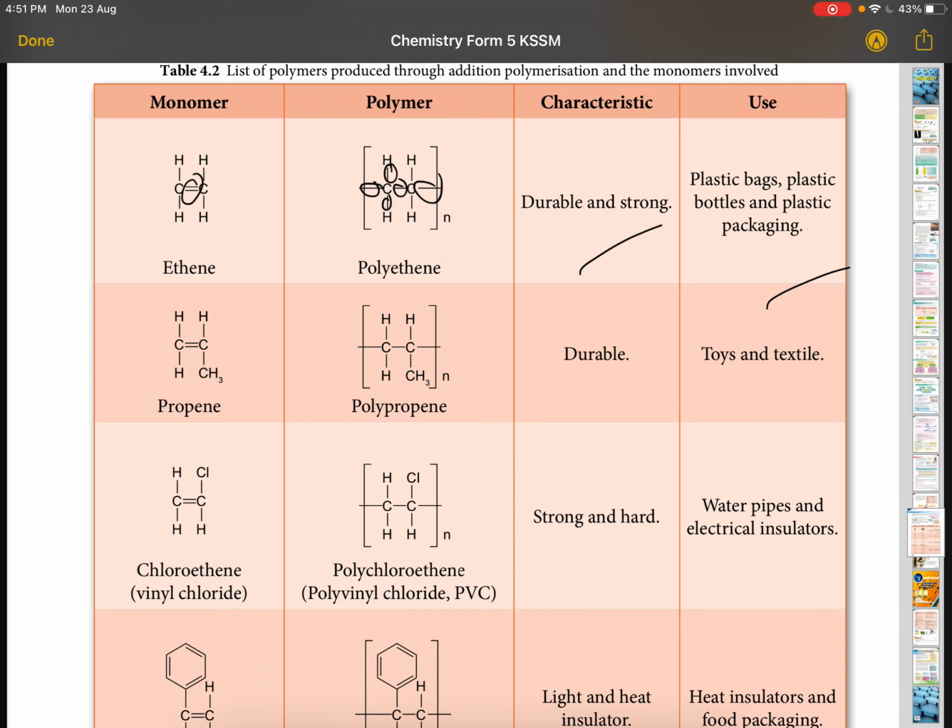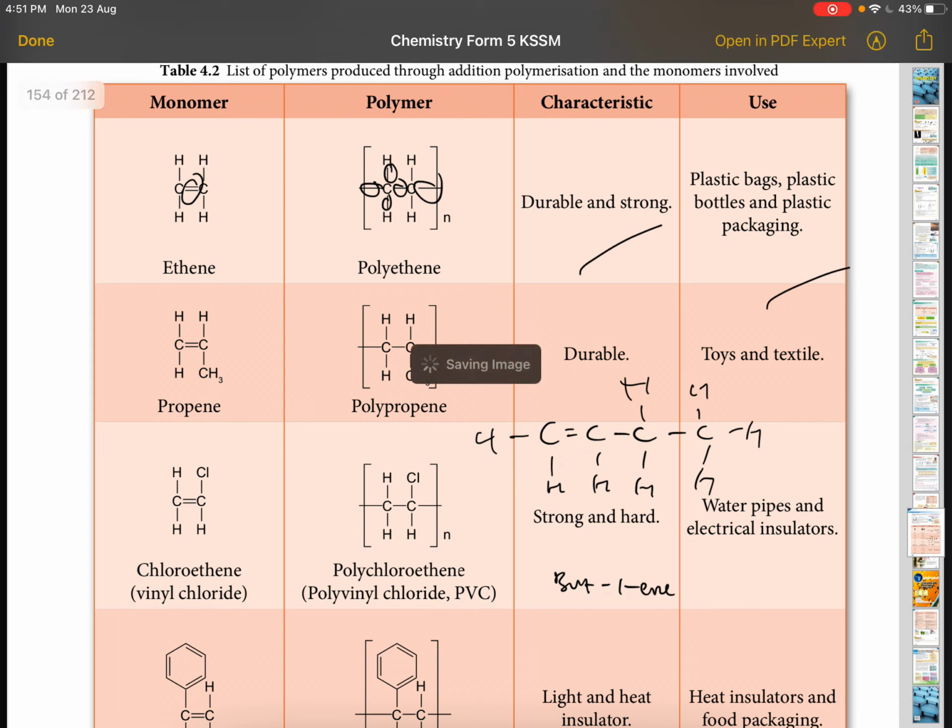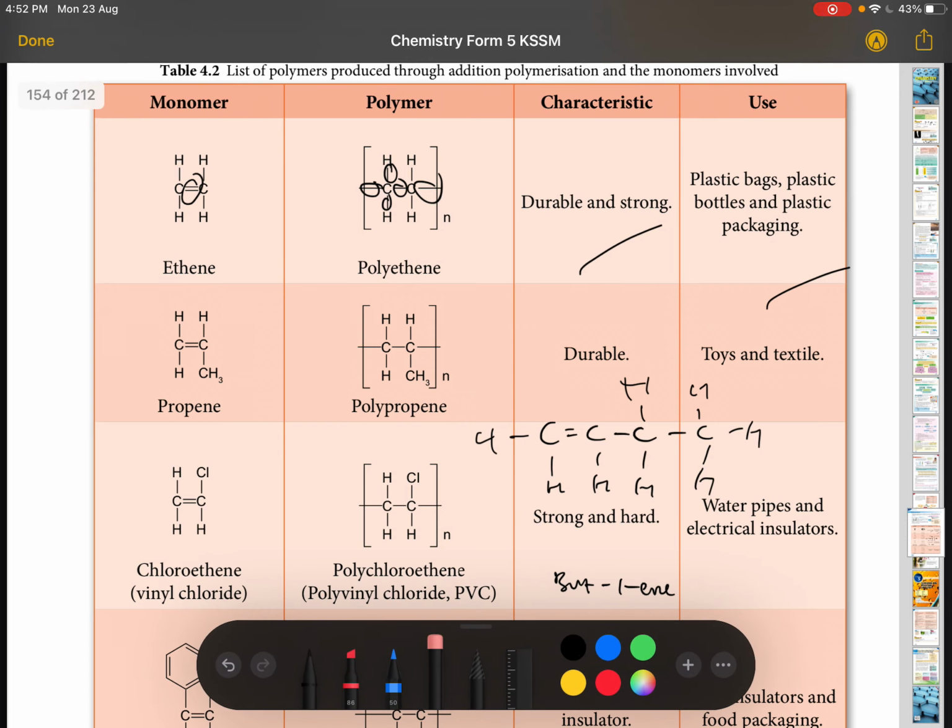How do you make the polymer structure for polybutene? There are two types of butene: but-1-ene and but-2-ene. Let me just draw it first. 1, 2, 3, 4. Yeah, C4H8. So this is but-1-ene, and there's also but-2-ene. I'm mentioning this because I'm scared it'll come out again. So you got but-1-ene, you got but-2-ene. In but-2-ene, the bond's in the middle.